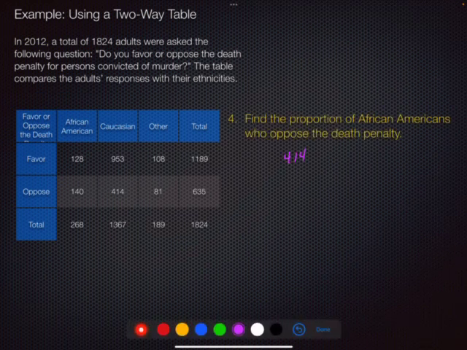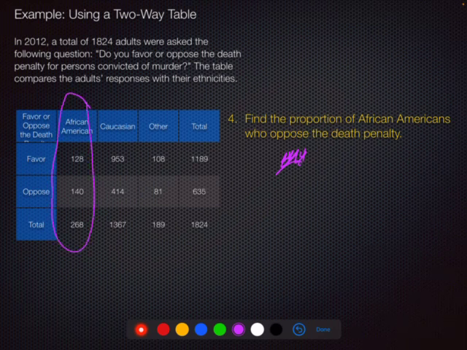Next one, number 4. Find the proportion of African Americans now. So here's the African Americans who oppose the death penalty. That's 140. And we want it out of the whole group. Well, the whole group of African Americans was 268. So 140 divided by 268, that gives you 52.2%.